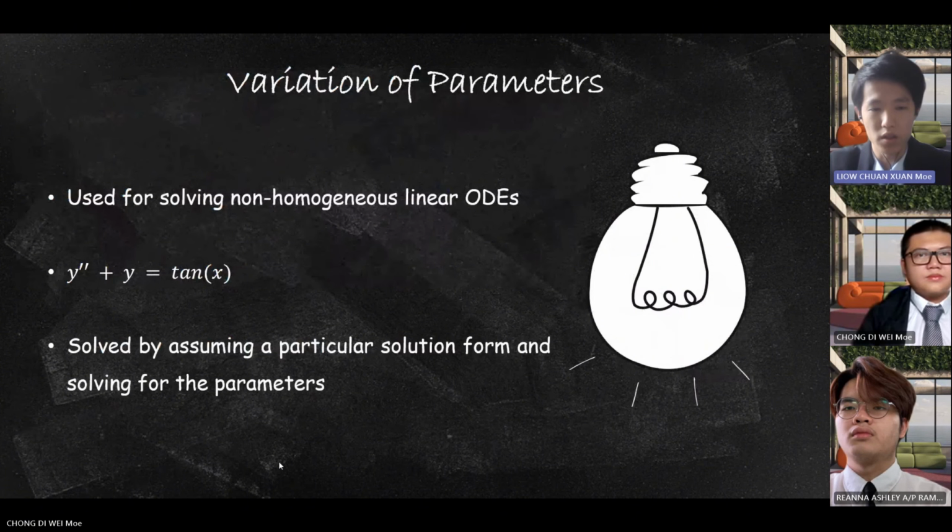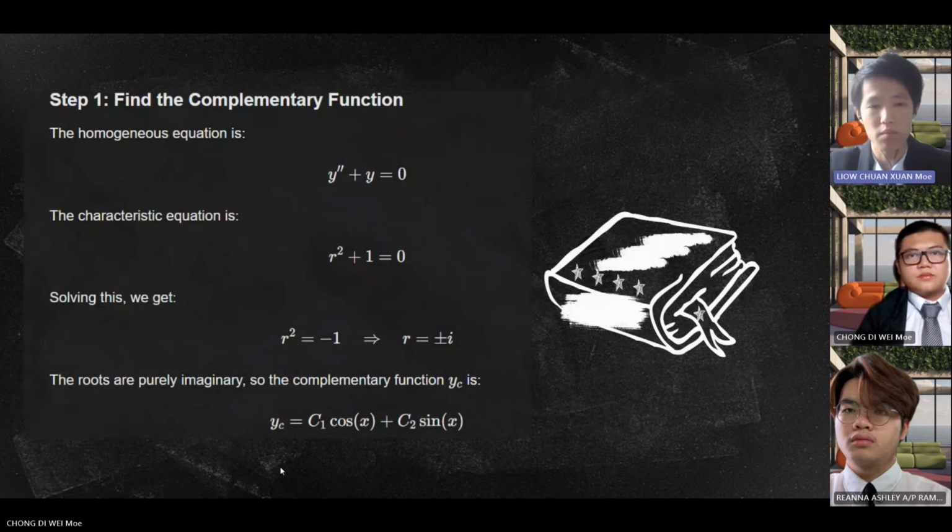So, variation of parameters, on the other hand, is used for solving non-homogeneous linear ODEs. For example, y double prime plus y equal to tangent x can be solved by assuming a particular solution form and solving for the parameters. So we also will show the steps.